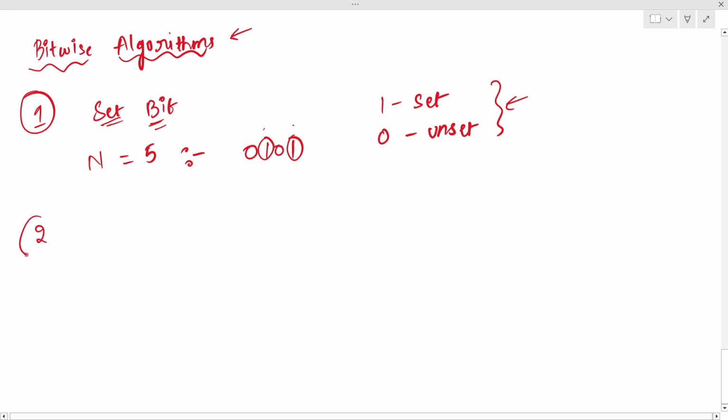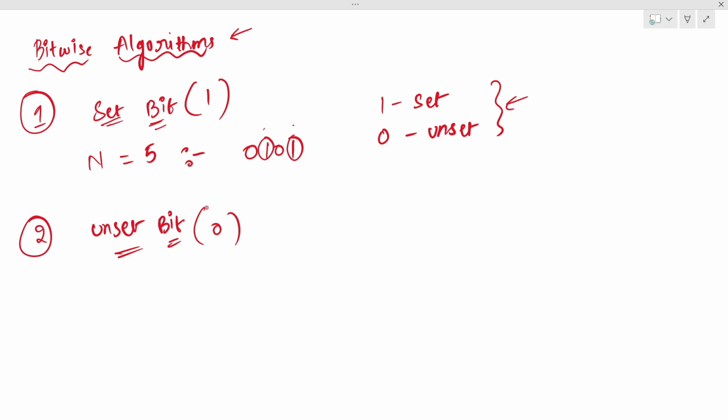And the second thing is unset bit. You might be getting to know, right? Unset bit is nothing but 0. Set is nothing but 1, unset bit is nothing but 0. Now we will discuss some things about set bit and unset bit.